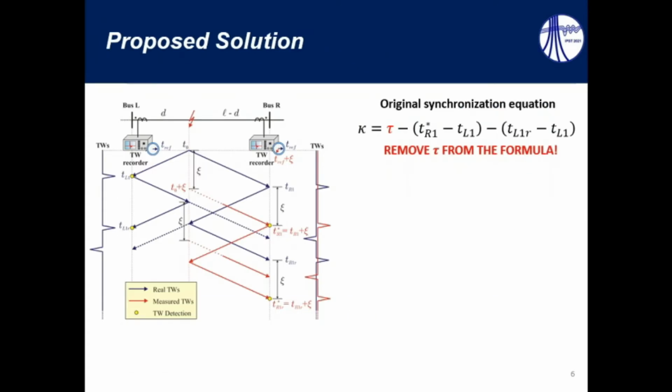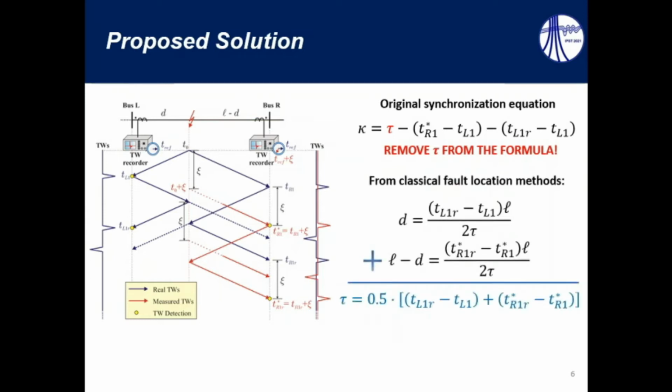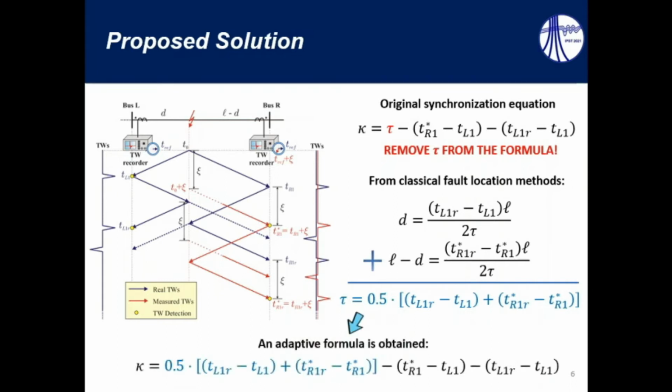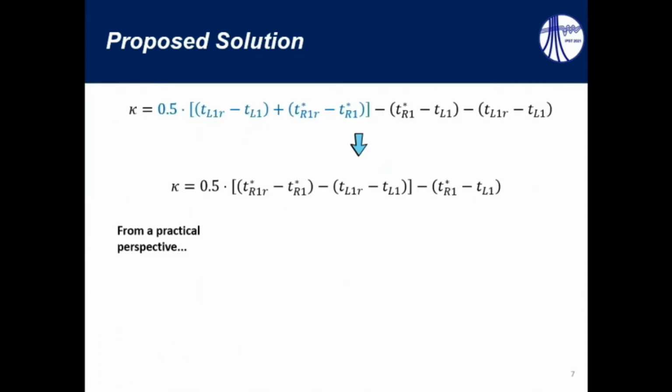So to remove tau from the kappa formula, basically we analyze the classical fault location method applied to both line terminals, and we add one equation to the other, and by doing so it is possible to obtain an equation that represents the line travel time. Substituting this equation in the original synchronization equation, we obtain an adaptive formula, which is represented here. This formula can be further simplified, resulting in this one.